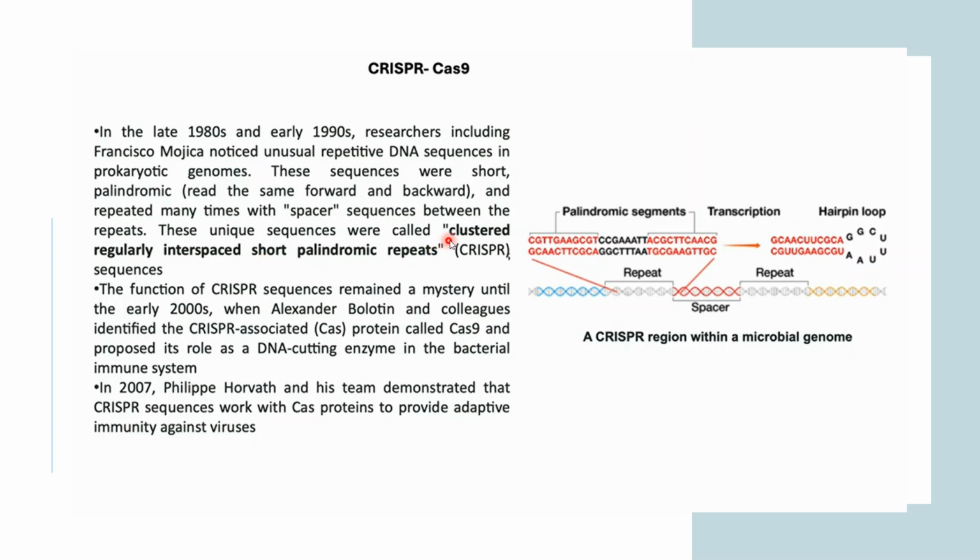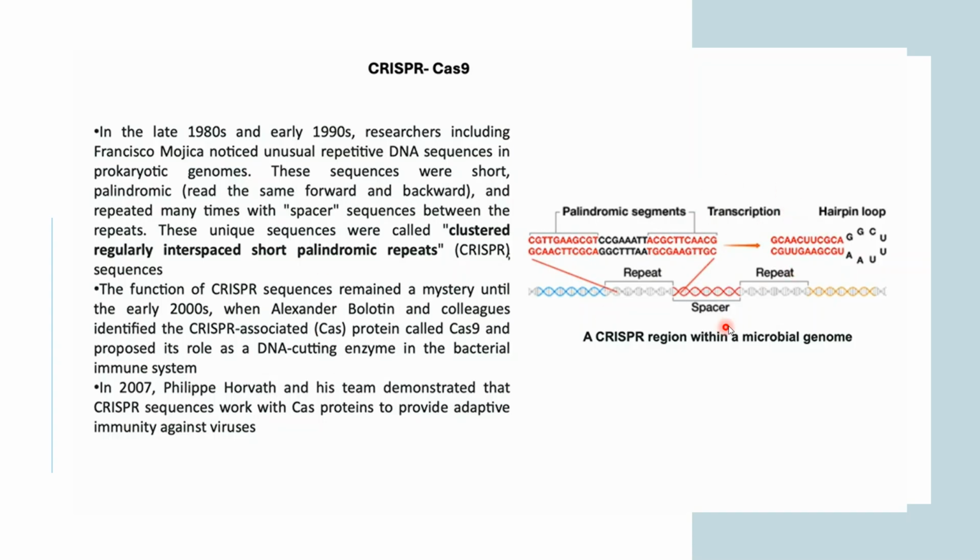So these are the sequences which were short, and the forward and the backward reading is the same, and they are repeated many times with a spacer sequence. So this is the spacer sequence, and this is the palindromic segment which is transcribed after some space. These unique sequences are known as CRISPR sequences.